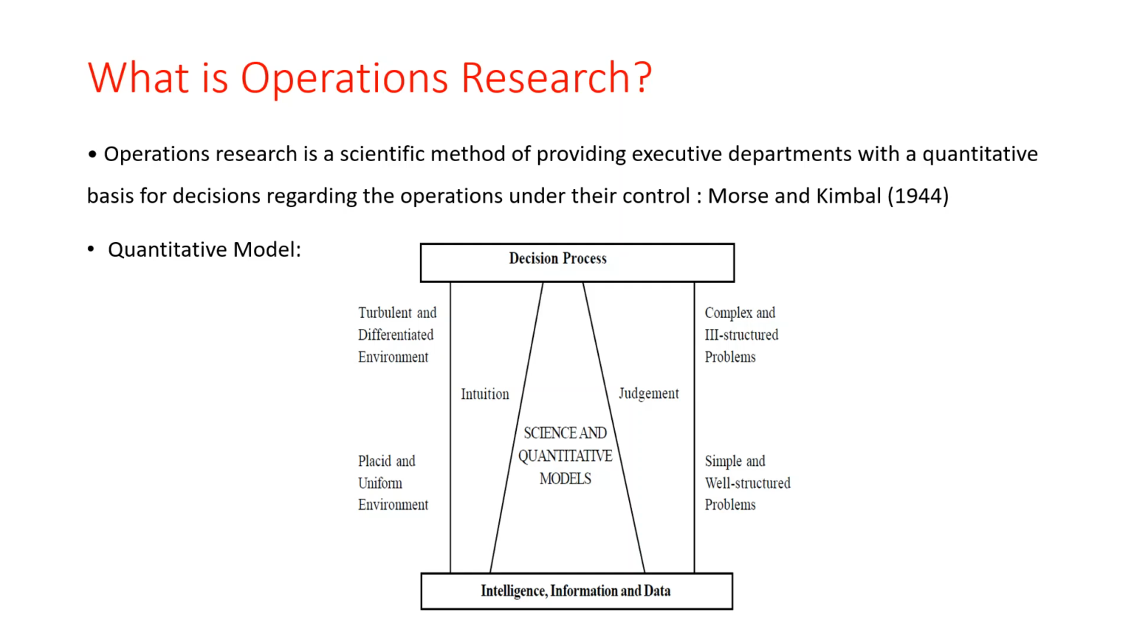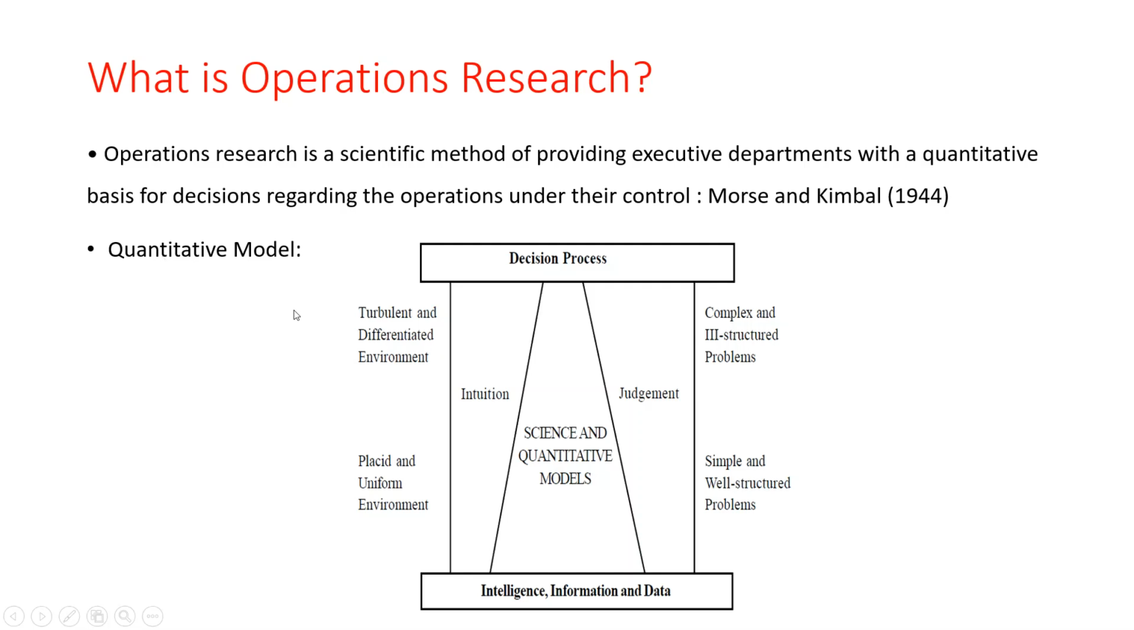There are different definitions for operational research. The first definition: operational research is a scientific method of providing the executive departments with a quantitative basis for decisions regarding the operations under their control. This was introduced by Morse and Kimball in 1944. In this definition, there is one key phrase: the quantitative basis for the decision.